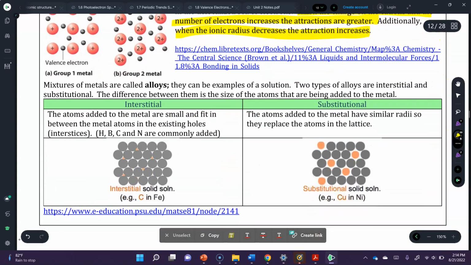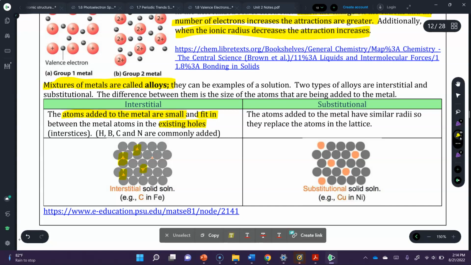Mixtures of metals are called alloys. They can be examples of a solution, a solid solution, which is a mixture of two different things. Two types of alloys are interstitial and substitutional. You see them below. The difference between them is the size of atoms that are being added to the metal. So in interstitial, the atoms added are small, and so they fit in existing holes. So we see them here, right?